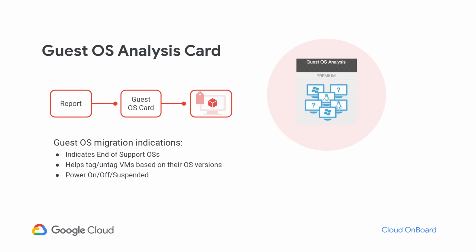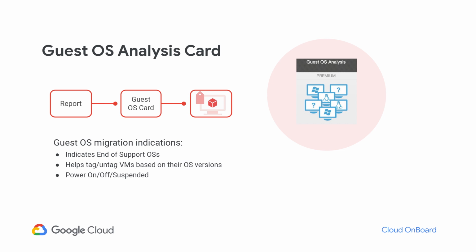The guest OS analysis card can help you easily tag the virtual machines which are running these operating systems, and then you mark them, okay, these machines are not suitable for migration because I cannot really move my licensing agreement to the cloud. And if I try doing that, I have to pay extra money, which I already paid for this one. So you tag them as not suitable for migration. That's one example that you can use with this guest OS analysis card.